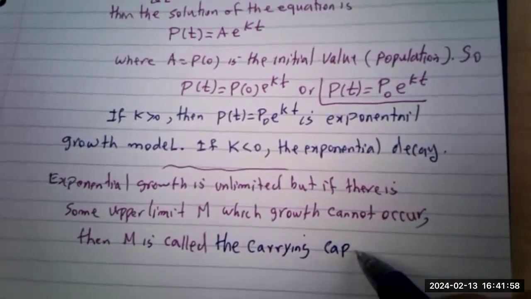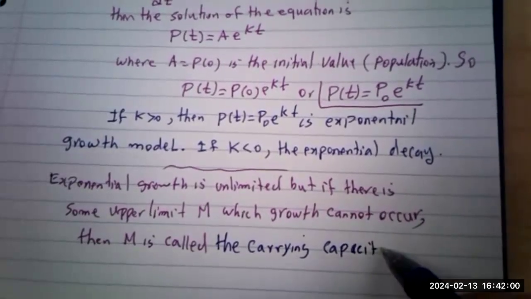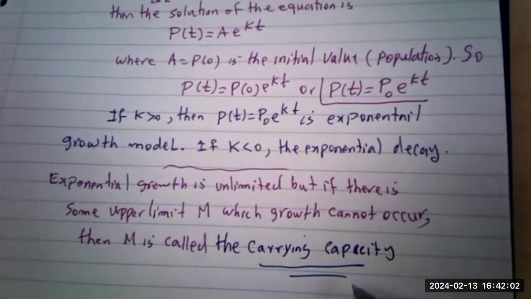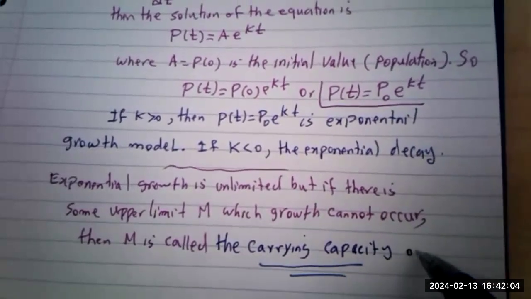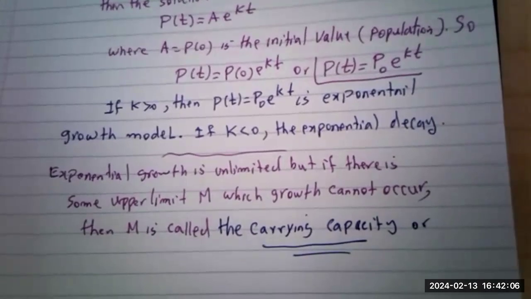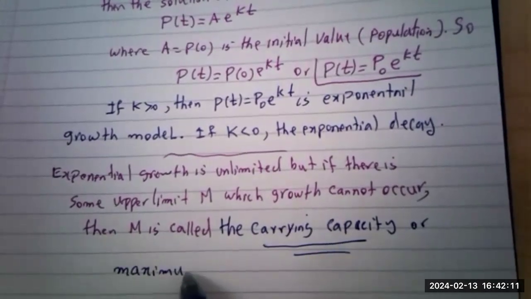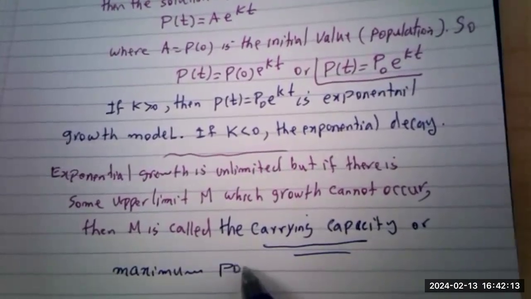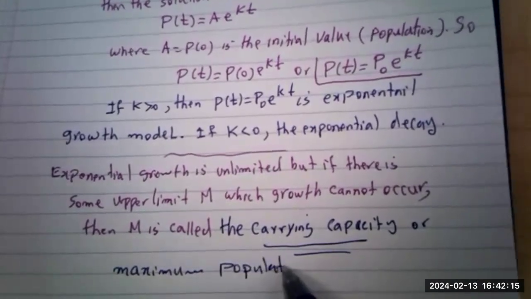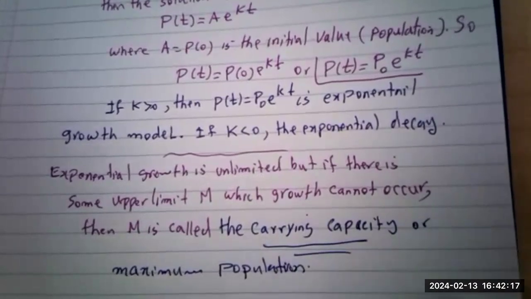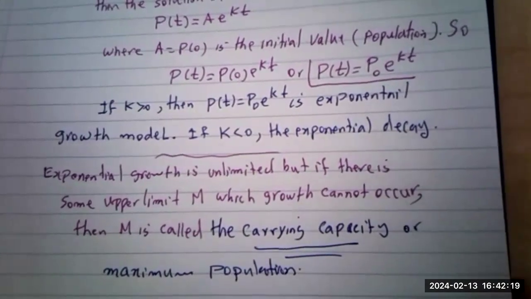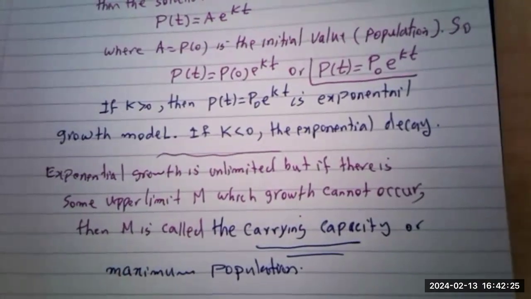Carrying capacity. In this case, it's going to be the maximum population. So you determine in advance how much you can afford, how many people you can have. Now, what is going to be the nature of the equation?